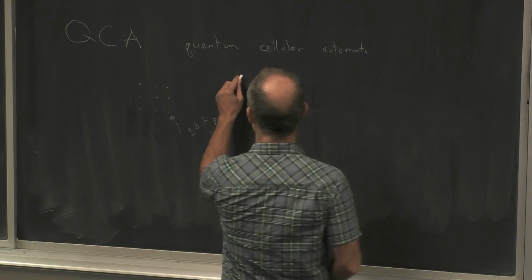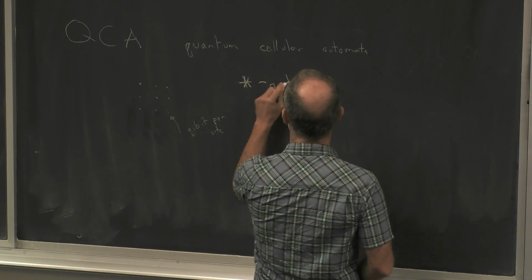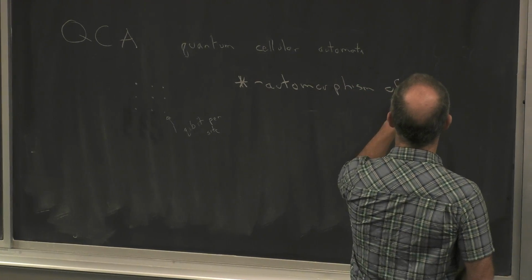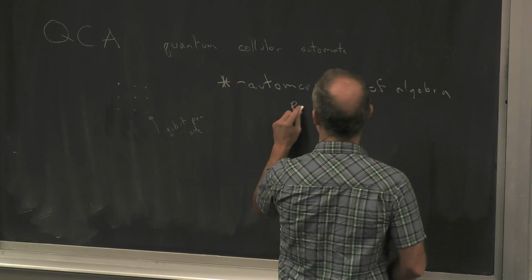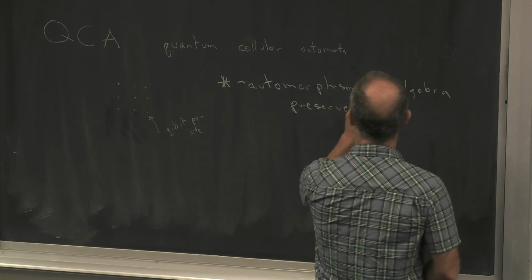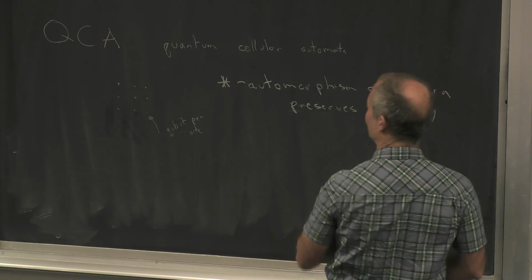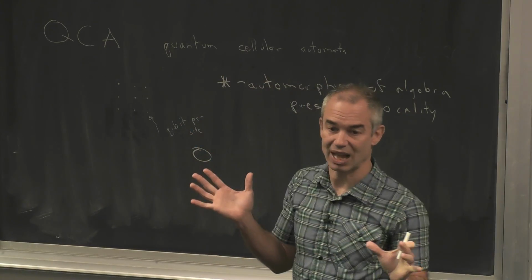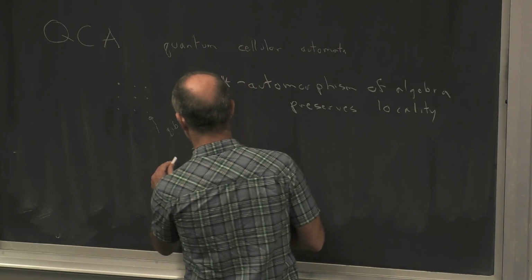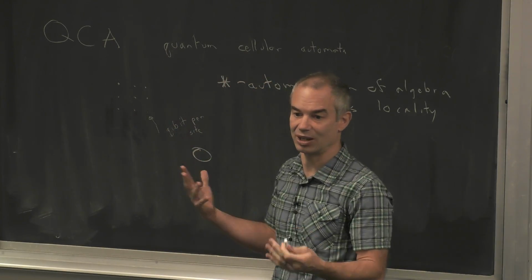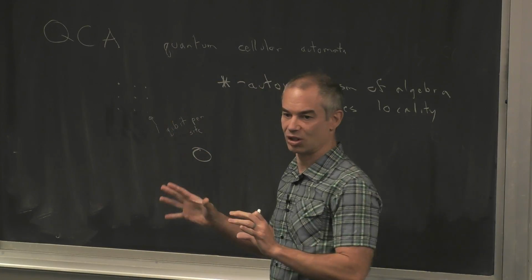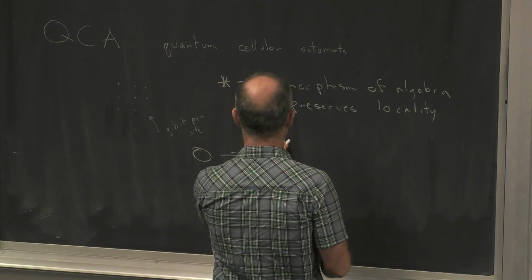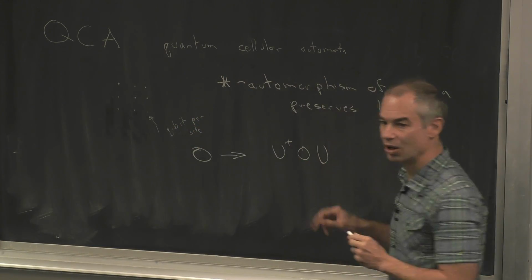Now, if you want to be fancy, you could say a QCA is a star automorphism of the algebra that preserves locality. But let's put that into much simpler terms. Let's say you have some operator O, and I'll use Greek letters like alpha to denote a QCA. So you have some operator O, which might be a Pauli X on a site. If you had a unitary transformation U on the whole system, you would imagine a map where O gets conjugated by the unitary, so O goes to U dagger O U.